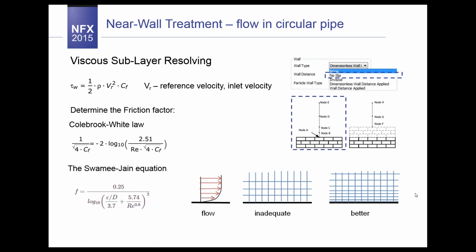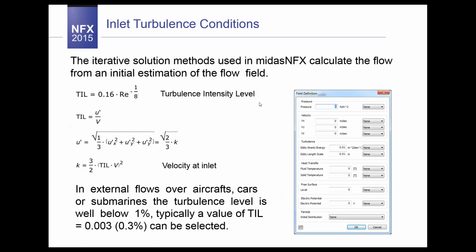So if we consider the mesh, this example of the mesh can be not adequate for our sublayer resolving. We can use the law of the wall, or we can use this procedure, and in that case we can use the no slip condition. So it was all about the near wall treatment, which was a very important step after choosing the turbulence model.